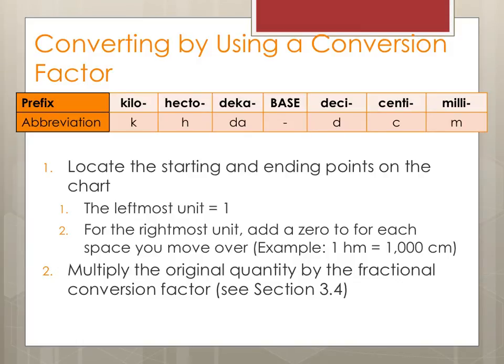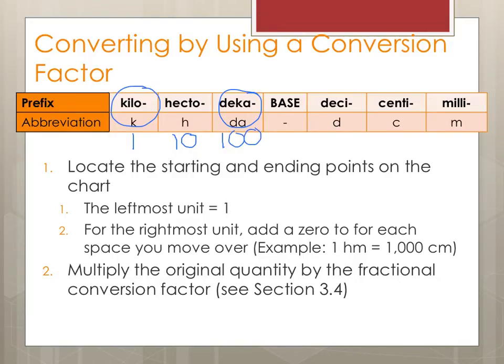Now we're going to look at converting by using a conversion factor. This is similar to what we did in the last section when we were converting in the English system of measurements. So we're going to start by locating our starting and ending points. Let's say we're going from the deca to the base, or excuse me, to the kilo. The leftmost unit is going to be 1. Okay, and the rightmost unit, every space we go over, we're going to add a 0. So this would be 10, this would be 100.